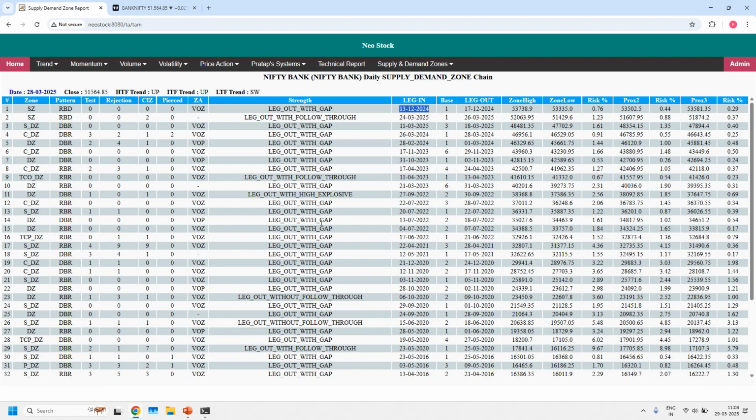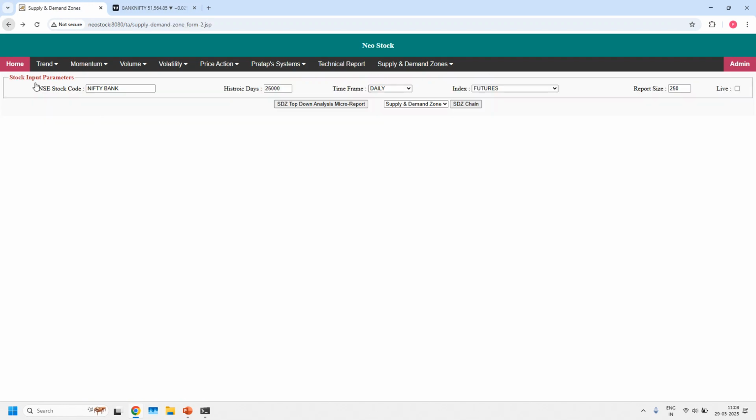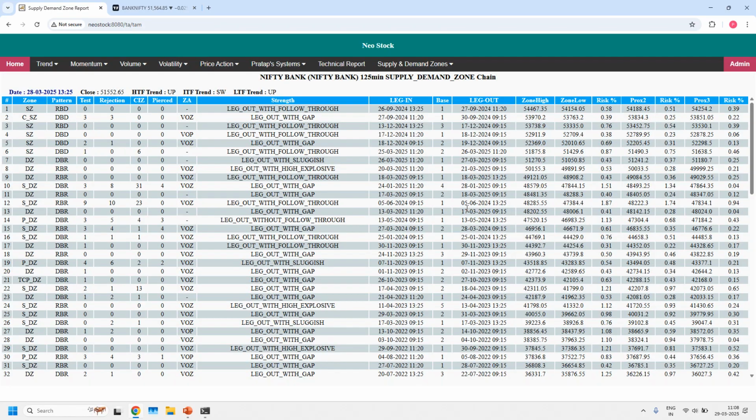And the next, what is the next time frame? 125 minutes. In 125 we focus only on high liquidity zones. In 75 minutes we draw the zones, normal zones. In 125, any high liquidity. Here we have a high liquidity supply zone.